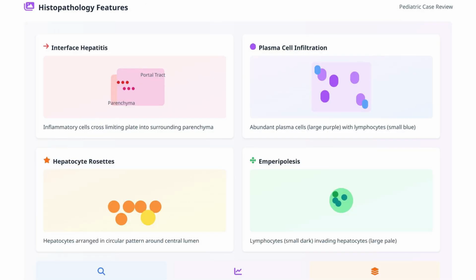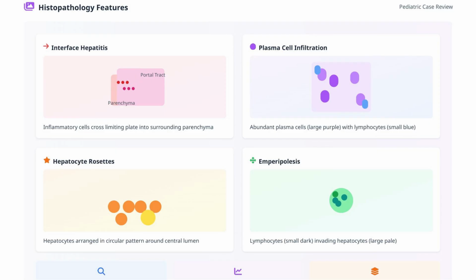These histopathology images demonstrate the classic features of autoimmune hepatitis. The top left shows interface hepatitis with lymphoplasmacytic infiltrate extending from the portal tract into the surrounding parenchyma. The top right demonstrates prominent plasma cells, which are highly characteristic. Bottom left shows hepatocyte rosette formation. Bottom right illustrates emperipolysis, where lymphocytes invade hepatocytes.